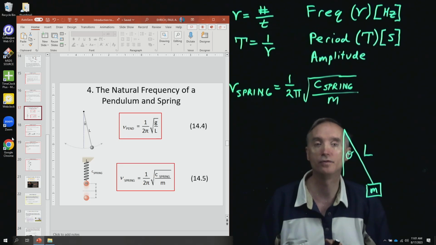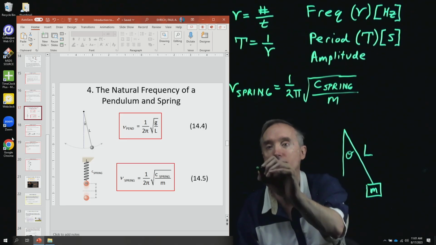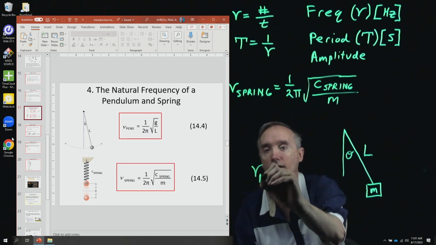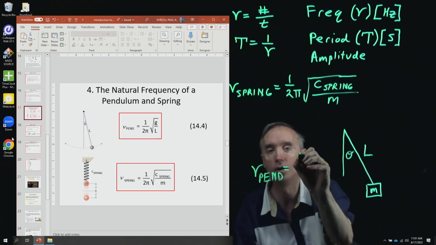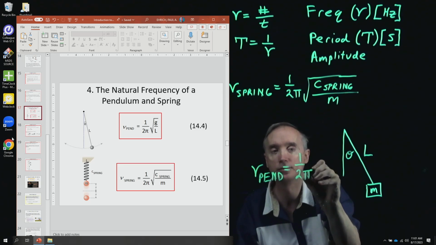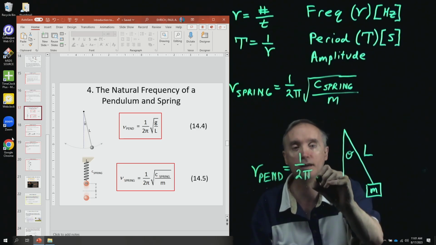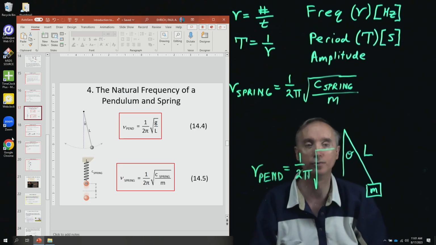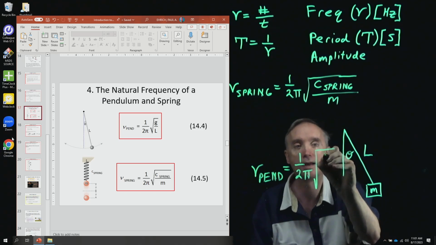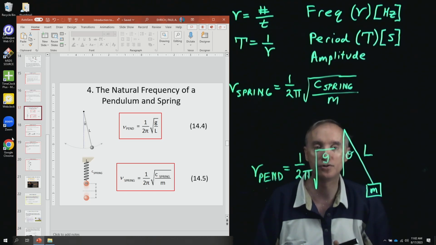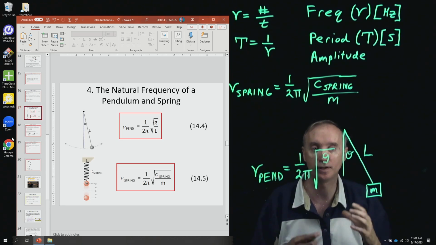Notice that it's very similar to the frequency of the spring, in that this time the frequency of a pendulum is going to be 1 over 2 pi. So it begins the same way as the other one does. It also has a square root like the other one does. And this time it's going to be g. Now, do you remember what g was? g is basically gravity. It's the acceleration due to gravity.